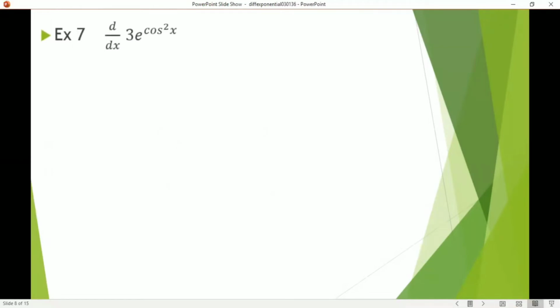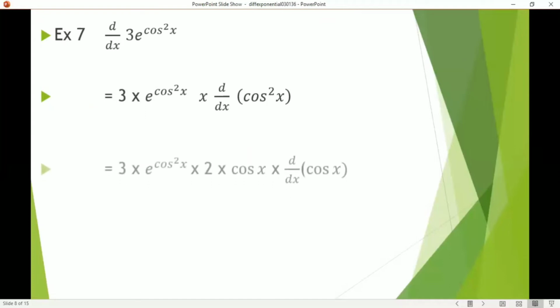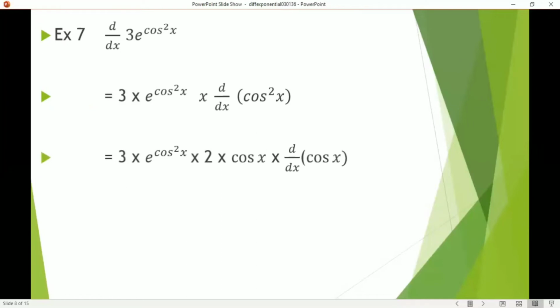Derivative of 3 e to the power of cos squared x. So here we have to differentiate cos squared. We need to be very careful. So the answer is 3 multiplied by e to the power of cos squared x multiplied by the derivative of the power, that is the derivative of cos squared x. Now, derivative of cos squared x is 2 cos x multiplied by the derivative of cos x. So here derivative of cos x is minus sin x. So our final answer is minus 6 e to the power of cos squared x cos x sin x.